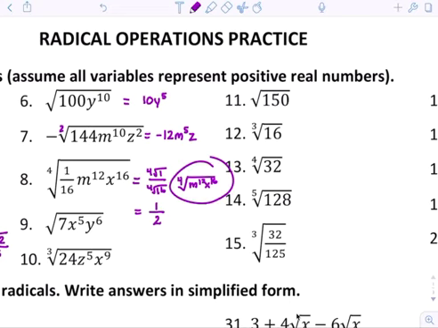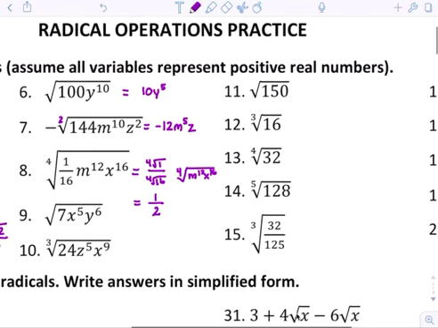And then to do this, you guys, just do the exponents inside the radical divided by the root. So 12 divided by 4, m to the 3rd. 16 divided by 4, x to the 4th.